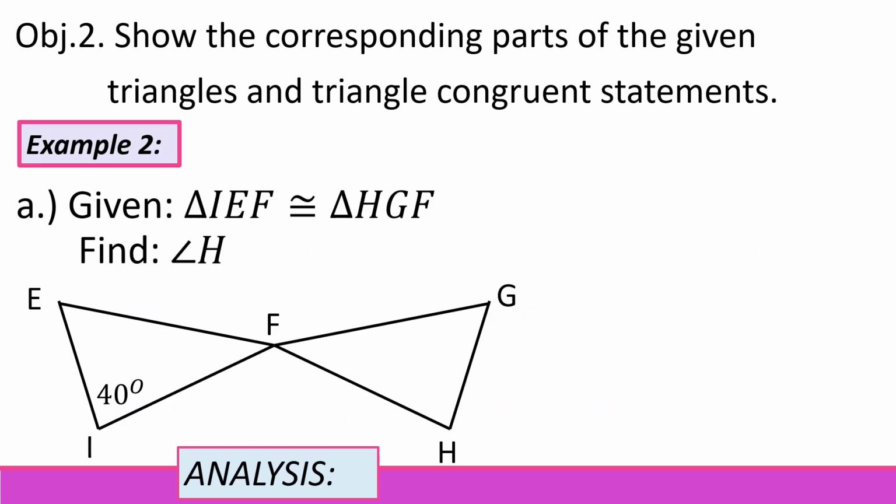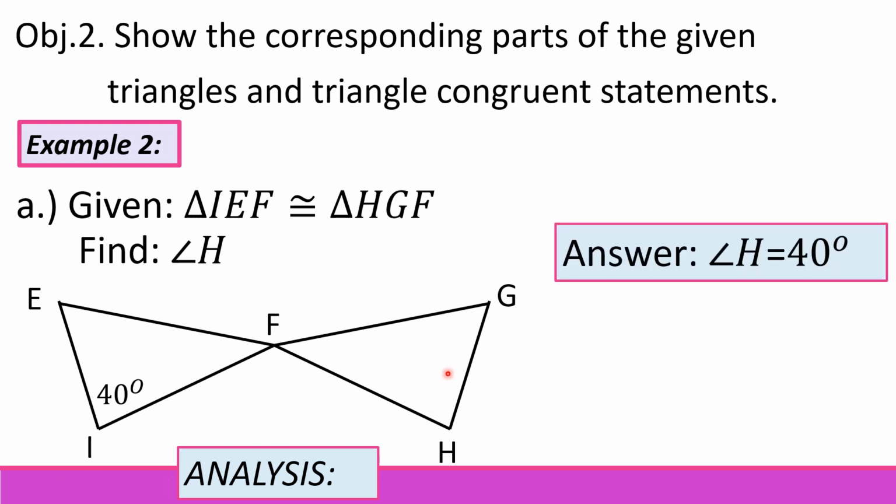For the second example, given that triangle IEF is congruent to triangle HGF, we are going to find angle H. So what do you think is the answer? So the answer is angle H is equal to 40 degrees.